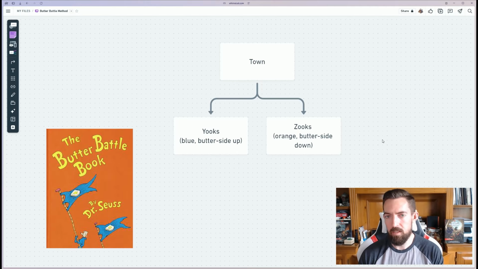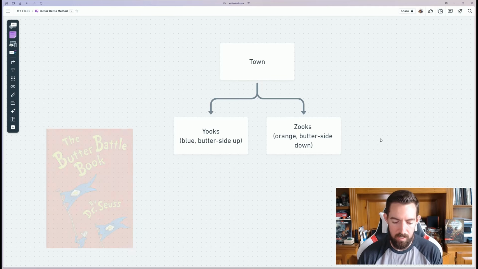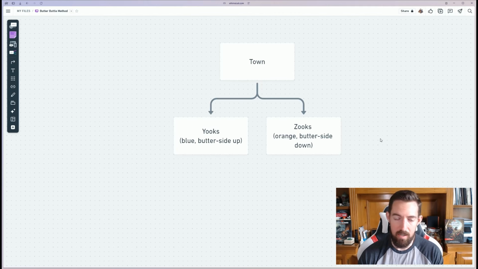So you may remember this story. It's a Dr. Seuss book from back in the day called The Butter Battle, and it is all about the Ukes and the Zooks who live in the same area. They're separated by a wall, and they just have very opposing opinions. The Ukes wear blue all the time, the Zooks wear orange all the time. So right there, pretty difficult situation. And then you have the Ukes who only eat their bread with the butter side up, and the Zooks who only eat their bread with the butter side down.